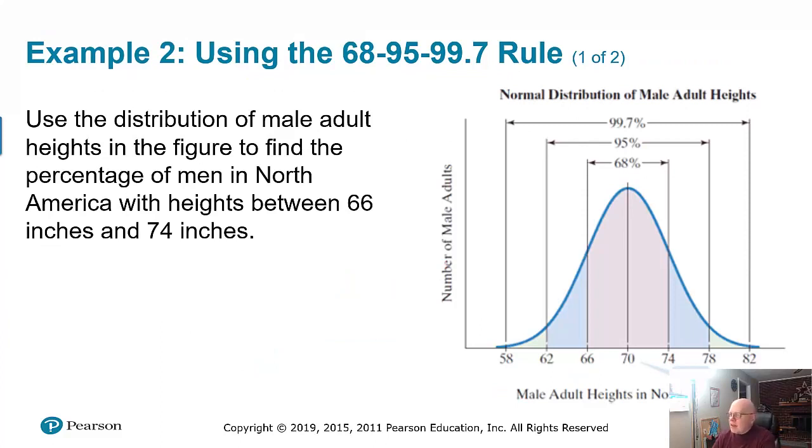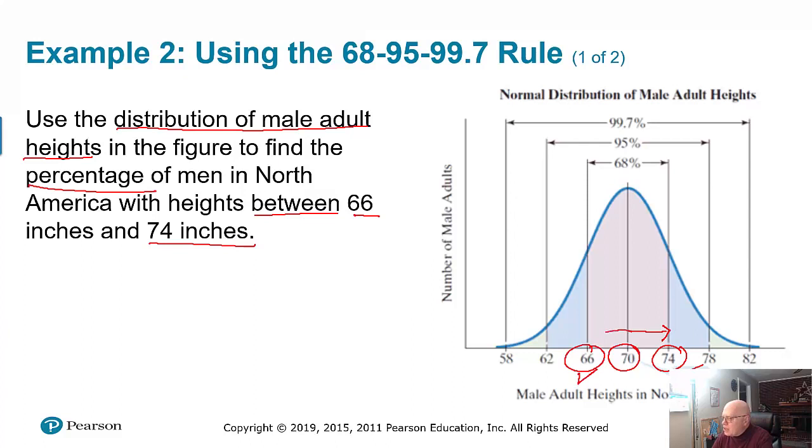Now we're going to use the 68, 95, 99.7 rule. First of all, we've got a distribution of those male adult heights, and we're going to use that to find the percentage that are between 66 and 74. So what do we do? We start right in the middle, because that's the mean. Now we're interested in 74, so if I go this direction, 1 standard deviation, that's what I'm interested in. Big check mark there. If I go the other direction, below 70 is 66, that's the other one I'm interested in.